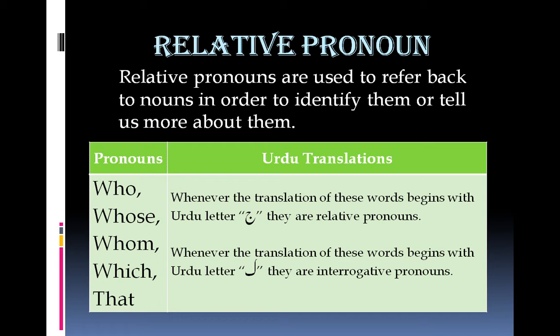If the Urdu translation of these words, because they are also question words, begins with Urdu letter Kaf, like kaun, kisne, kise, kisko, kiske bare mein, kiske upar, kiske niche, kiske aage, kiske piche, then these words are not relative pronouns. They are interrogative pronouns. We'll have a separate lesson on interrogative pronouns.